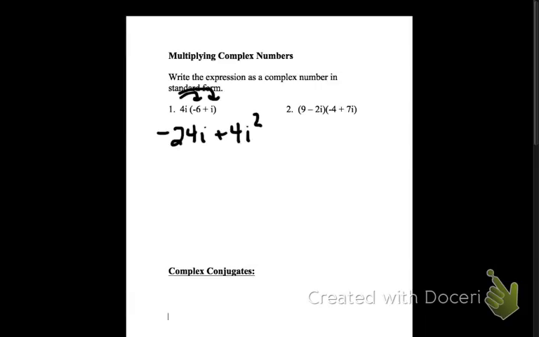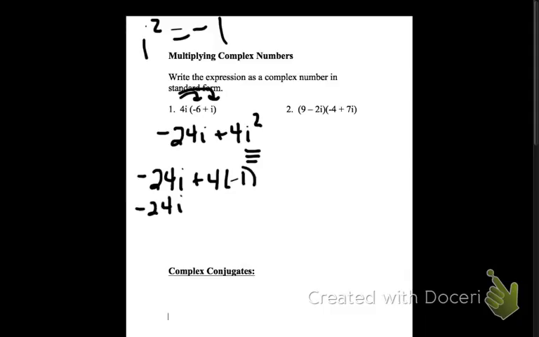If you remember back from the beginning of 4.6 when we first introduced complex or imaginary numbers, you remember i squared is the same thing as negative 1. So we have to remember to place that in. So this gives us negative 24i plus 4 times negative 1. In other words, that gives us negative 24i minus 4, but to put it in standard form of a complex number, we need that real part first, and then the imaginary part.